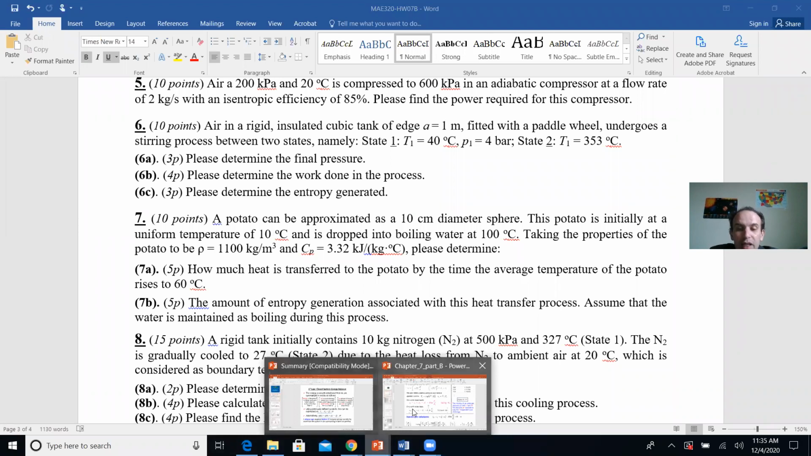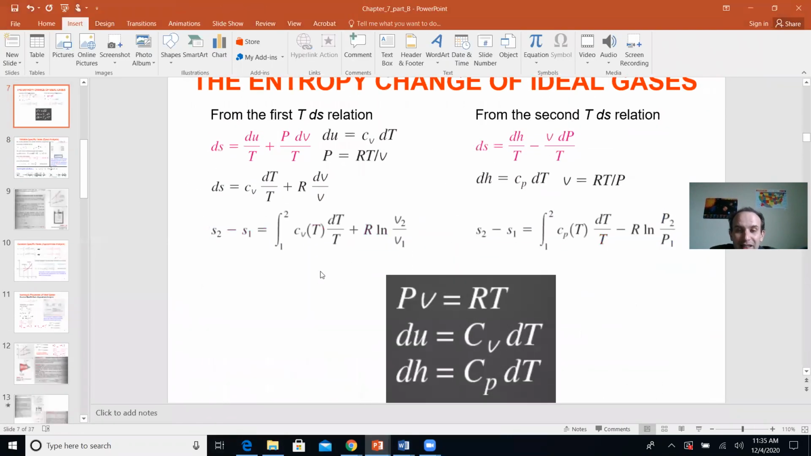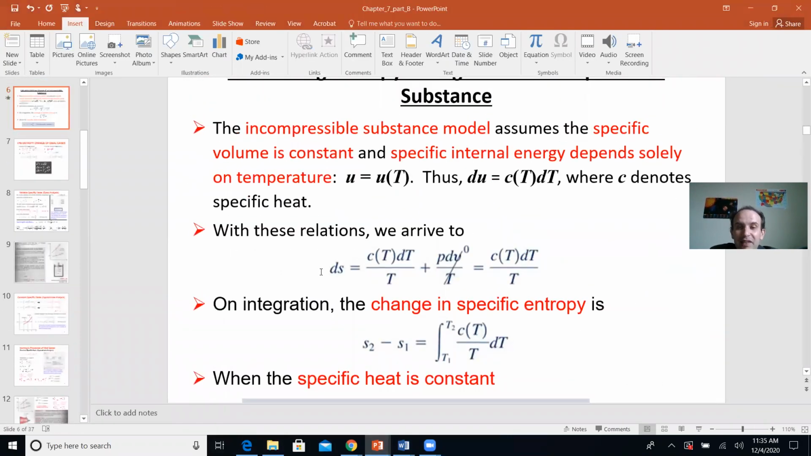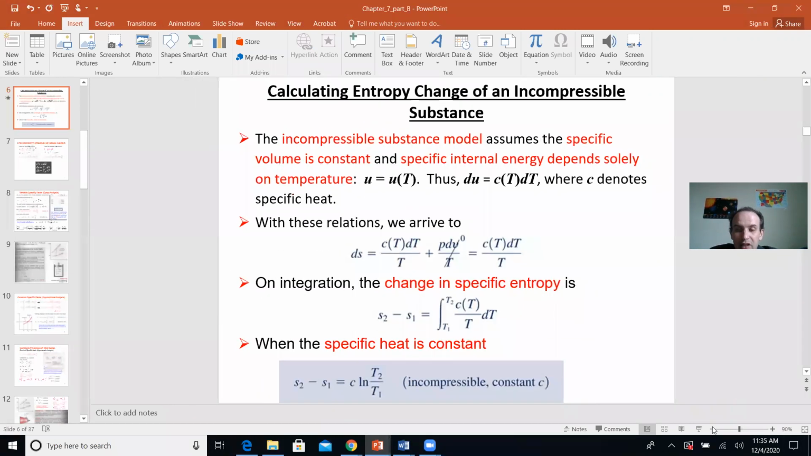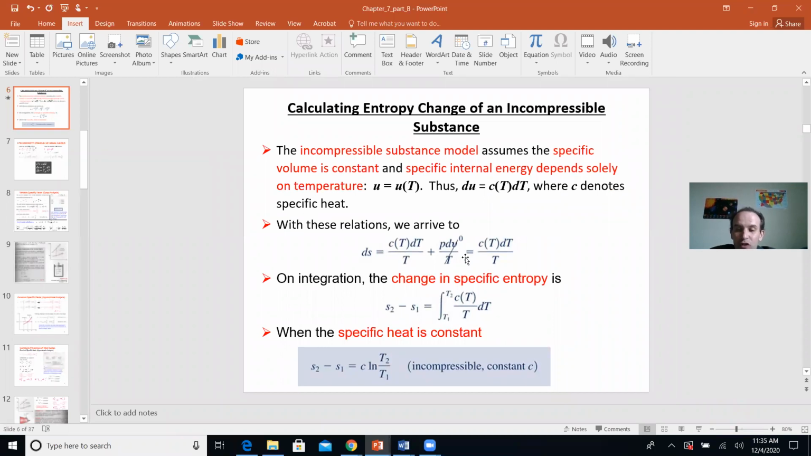The key point to realize here is this is not an ideal gas. Here we deal with incompressible substances. So basically, these are the formulas you are going to use. You use the incompressible substance relation, so your change of entropy will be given by this value or even approximated like this. You know T1, you know T2. How will you get specific heat? It's given. I told you it's not Cp, it's not Cv, it's a given value.